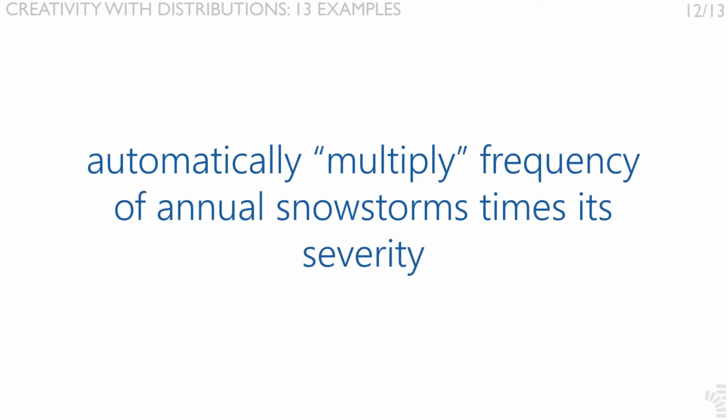In other words, use the compound distribution to automatically multiply frequency of annual snowstorms with a Poisson, 6.5 snowstorms per year, times its severity, or impact, with a PERT for the duration of a snowstorm as in exercise 10. Doing this compound function is exactly the same as building previous exercise 11, but it is done automatically.